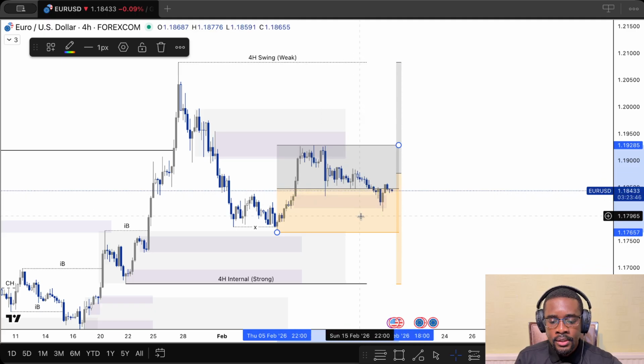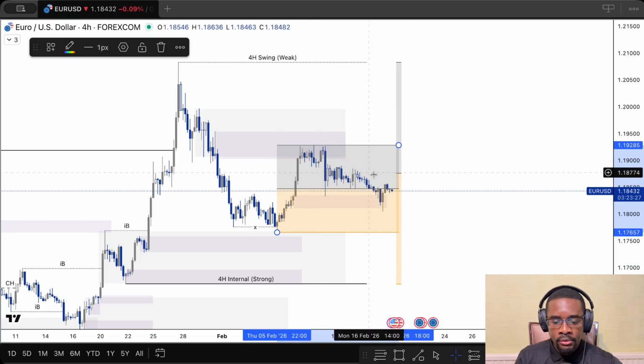So what that means is it is highly likely that if price is now ready to go bullish, we could now start pushing up from this point onwards. We could start pushing up strongly from this point onwards as well.